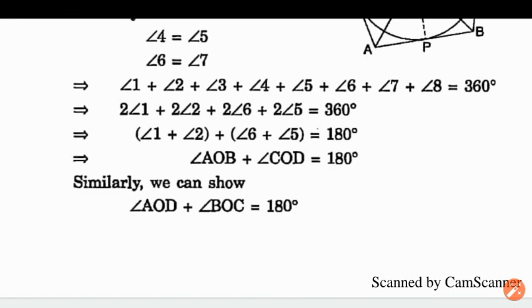So this is all about exercise 10.2. So we have finished this exercise and we have finished this section, circles from NCERT, and the tangent properties of the circles. Right?